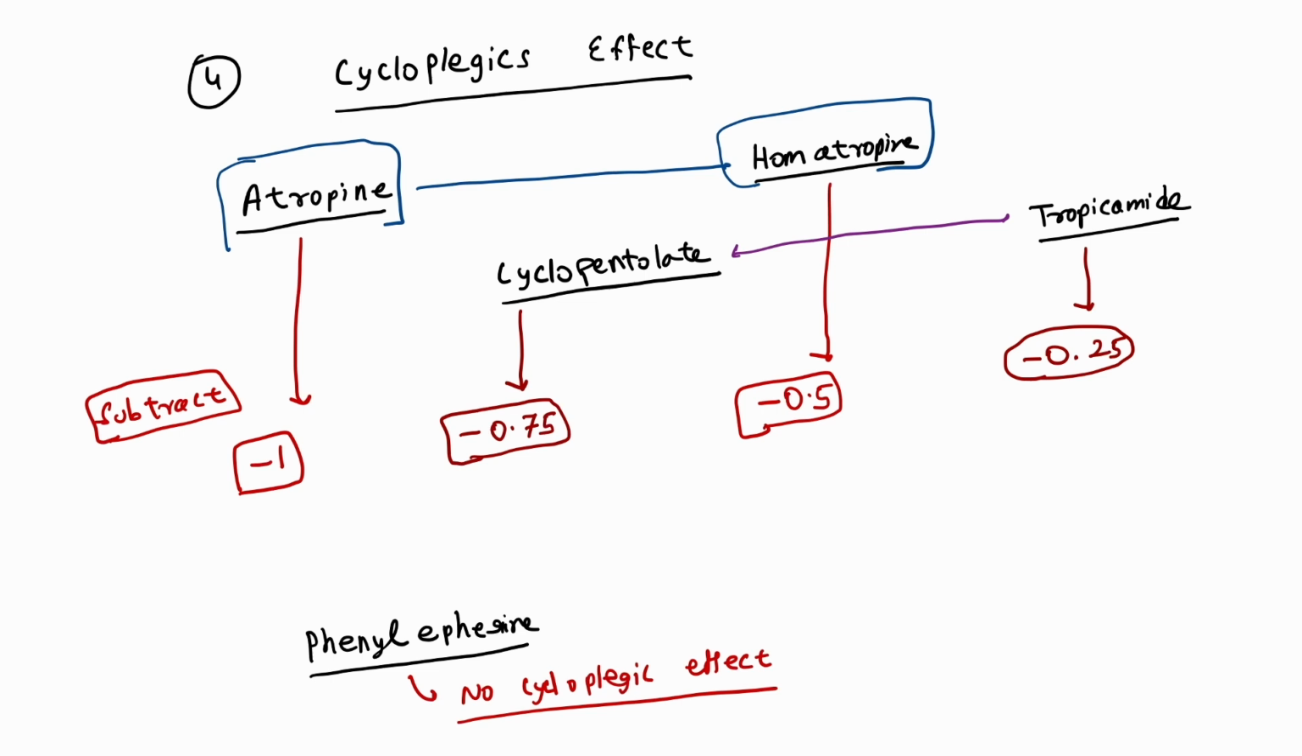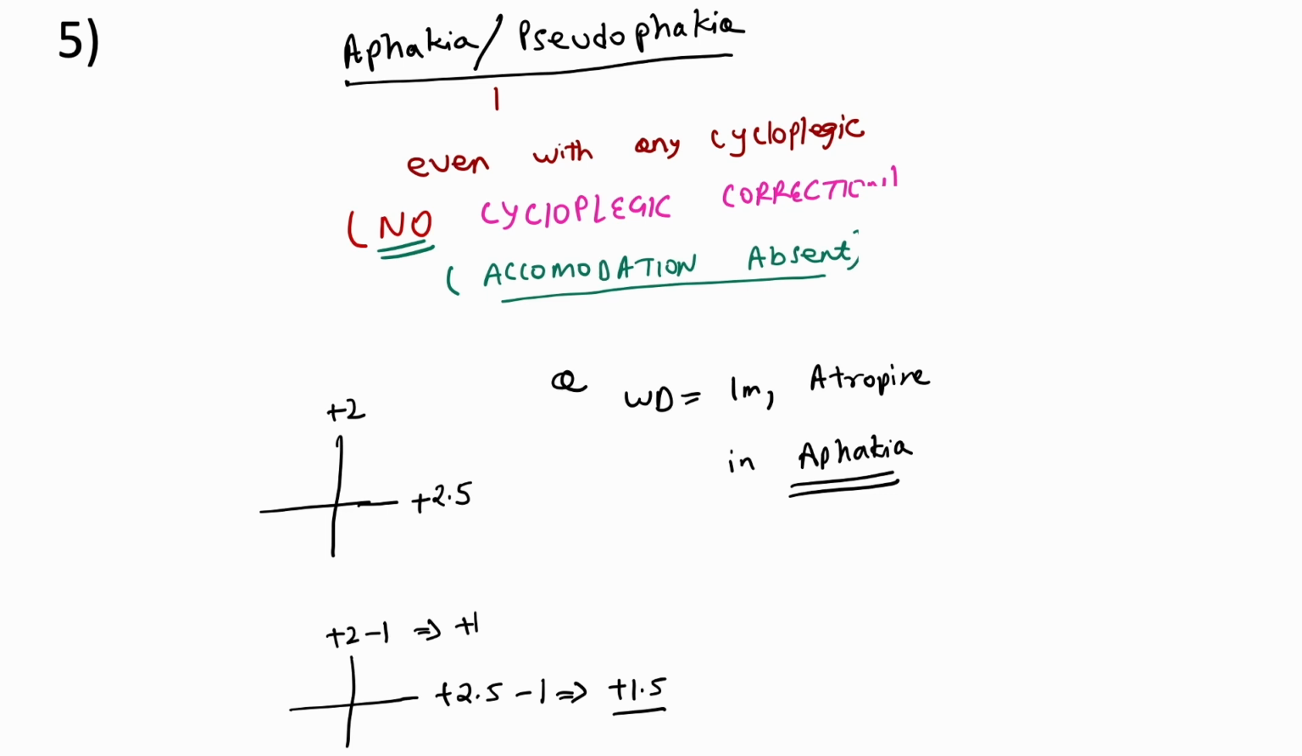Important to notice, phenylephrine does not have any cycloplegic action, only a dilation effect. So if the question mentions phenylephrine is used, you need not subtract anything from the power cross value. Fifth point is if the patient is aphakic or pseudophakic, that means there is no action of the ciliary muscle. So there is no need to deduct any cycloplegic correction in them, regardless of any drug they use for dilation and for cycloplegia, since there is no accommodation.